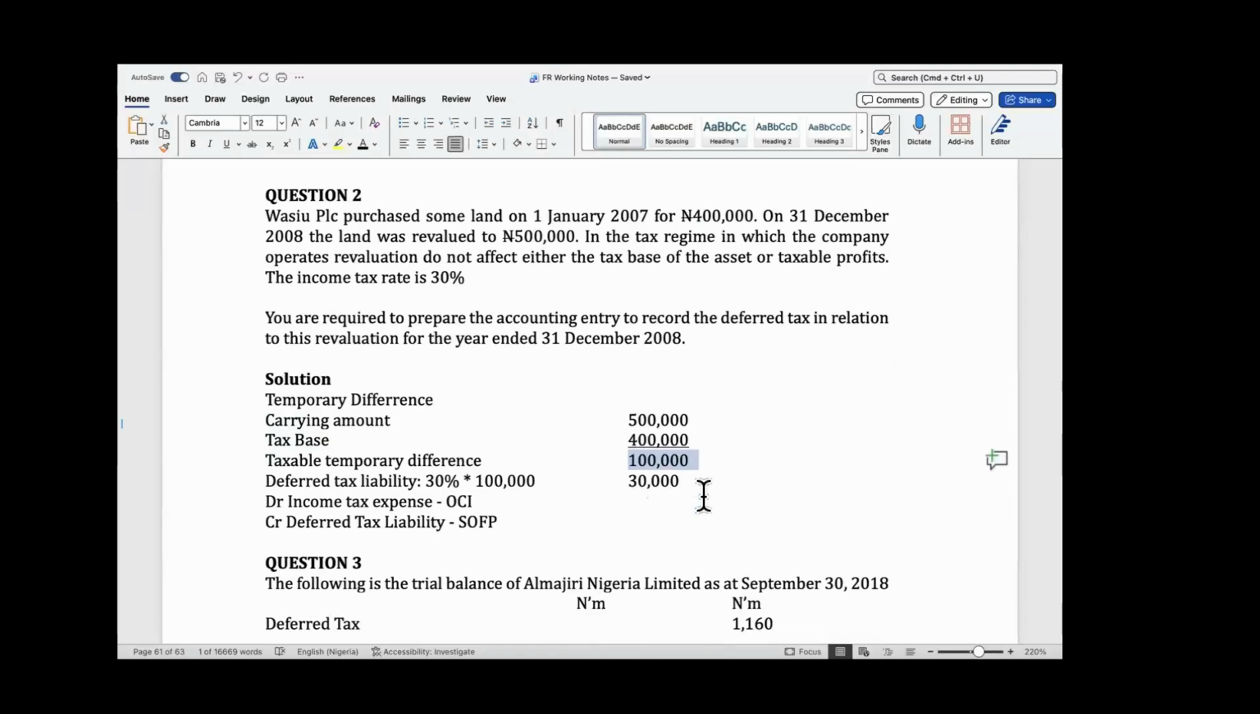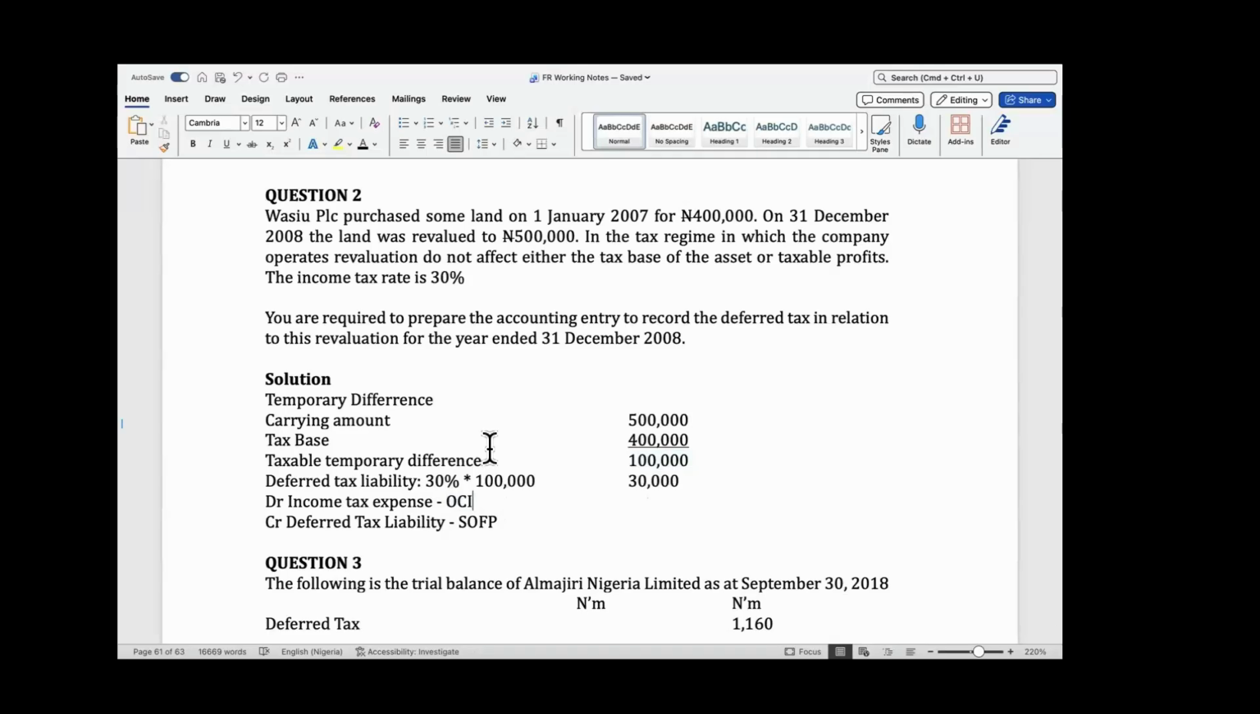And I told you when we started class today, it's about matching concepts. Wherever the transaction is recorded, that is where the tax will go. So this will go to OCI. Okay, I can take a few questions now before I move to question 3.